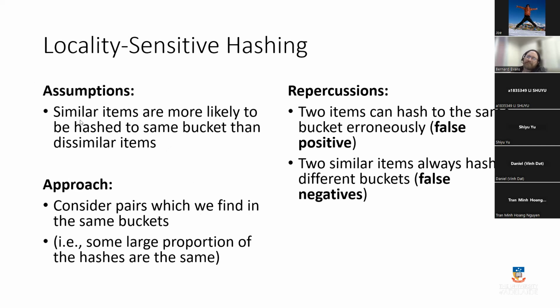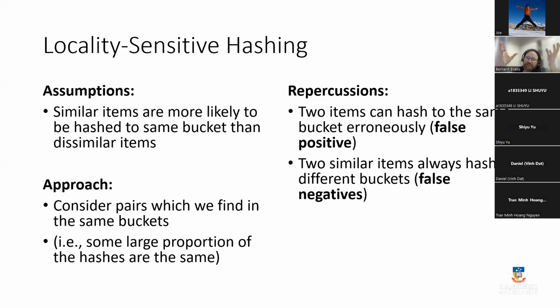Here's the logic. Similar items are more likely to be hashed into the same bucket than dissimilar items. That seems reasonable, right? If the 2 documents are very similar, there's a good chance they'll end up in the same bucket. So if they're in the same bucket, they're probably similar. The goal here is to consider pairs which we find in the same bucket. So I've got 2 documents that I hashed into the same bucket, and we're going to do this a bunch of times.